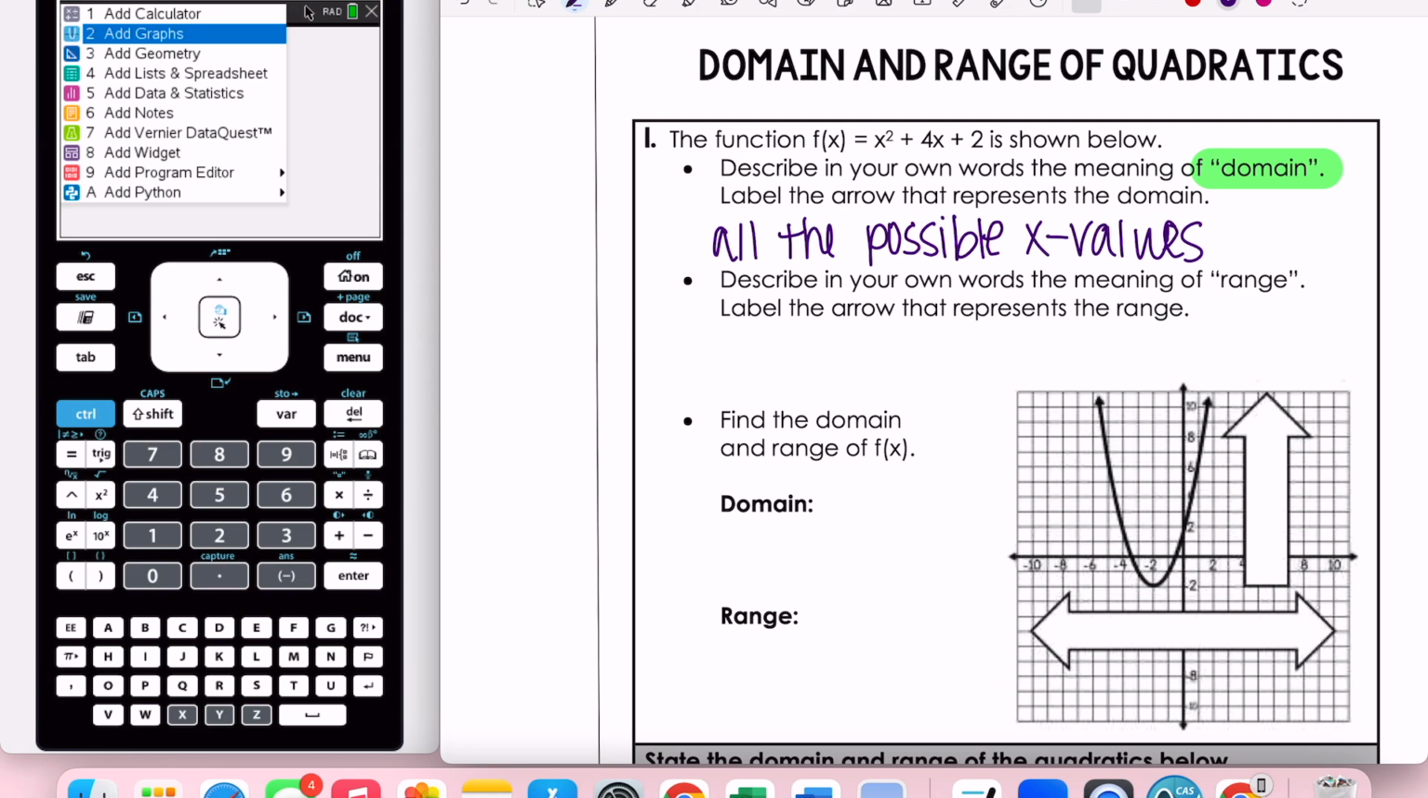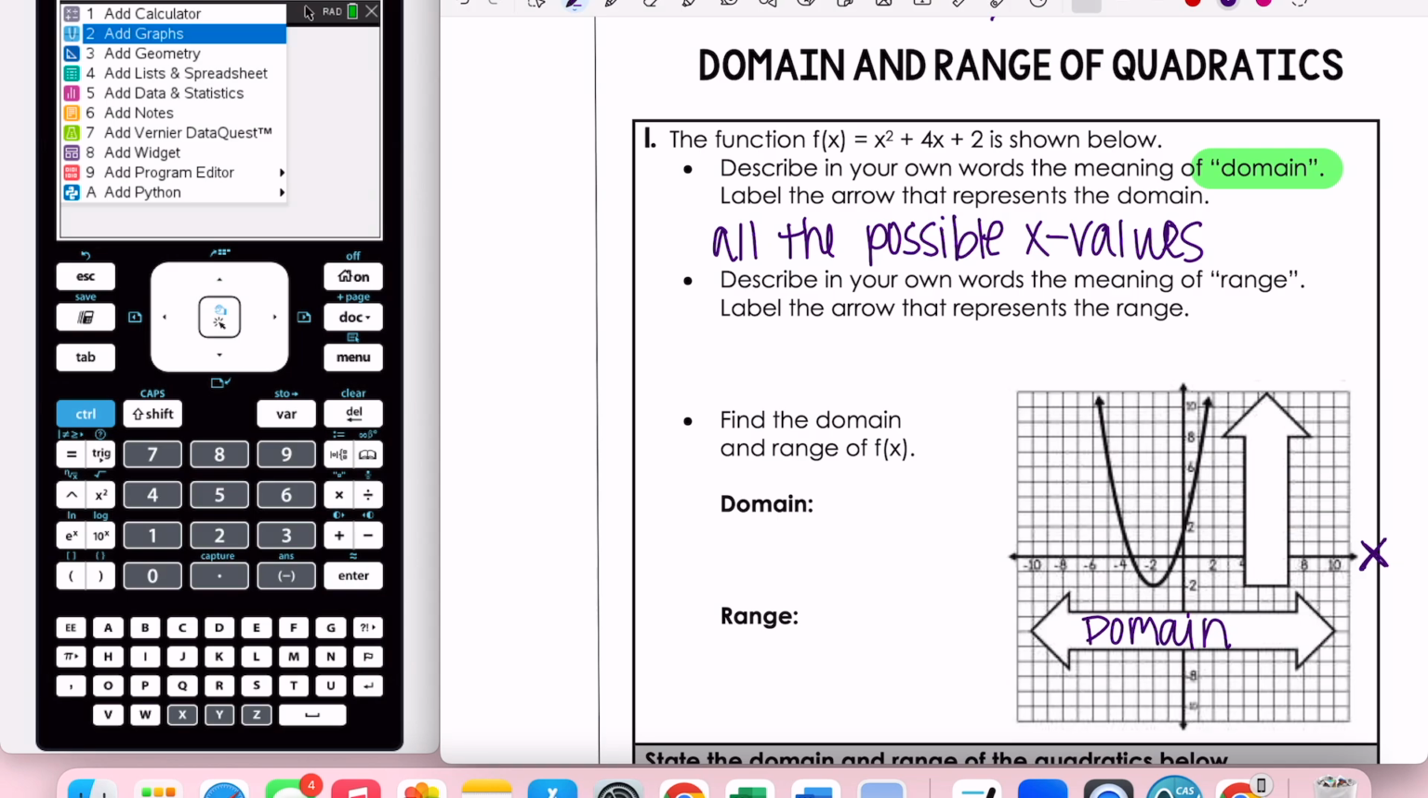Now, when we are talking about domain, guys, and we are looking at a graph, and you are trying to determine if you should be looking left or right or bottom to top, always look at your x-axis. And we see here that our x-axis moves from left to right. So when you are determining your domain, you're looking at your graph from left to right.